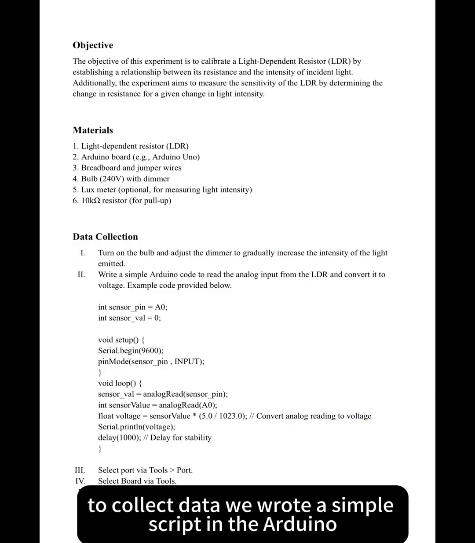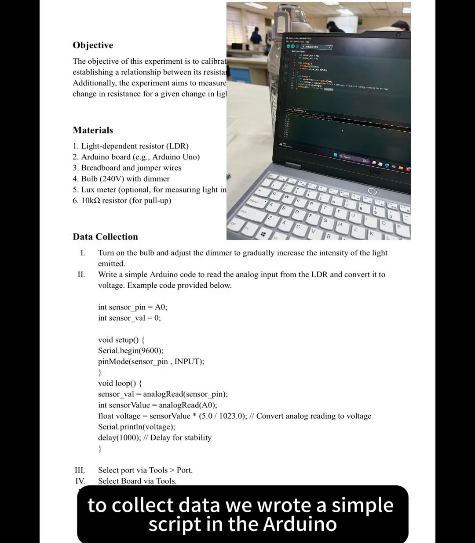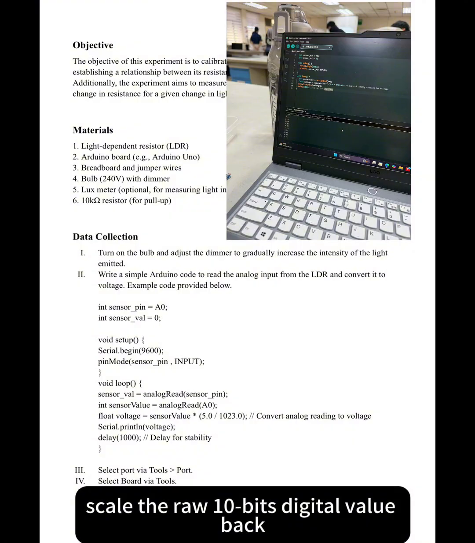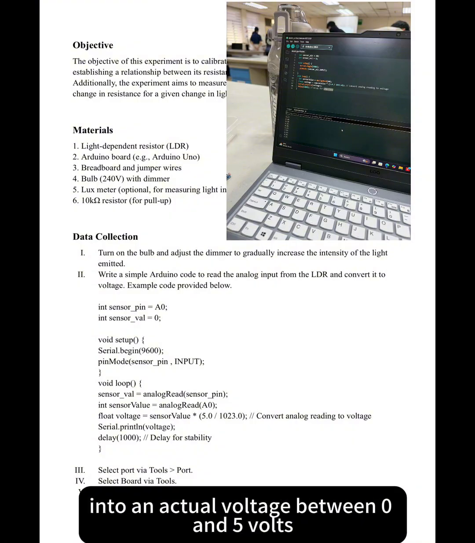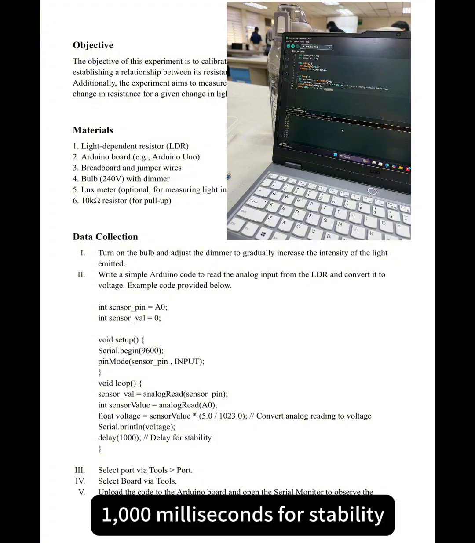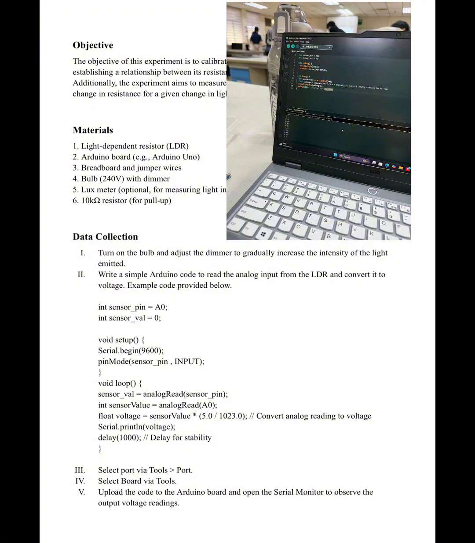To collect data, we wrote a simple script in the Arduino IDE. The code reads the analog voltage from pin A0, scales the raw 10-bit digital value into an actual voltage between 0 and 5 volts, and outputs it to the serial monitor every 1000 milliseconds for stability.